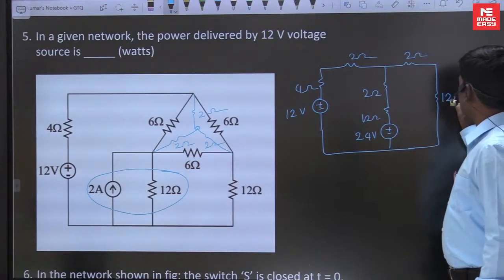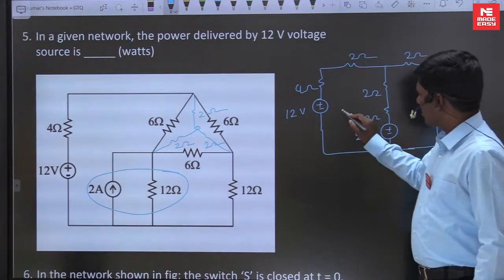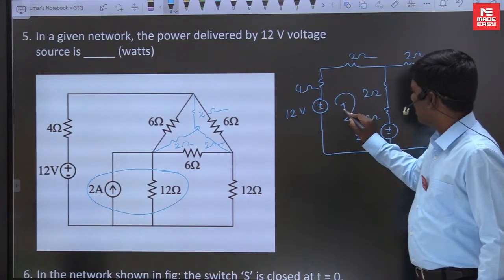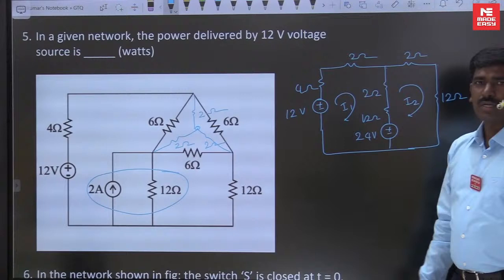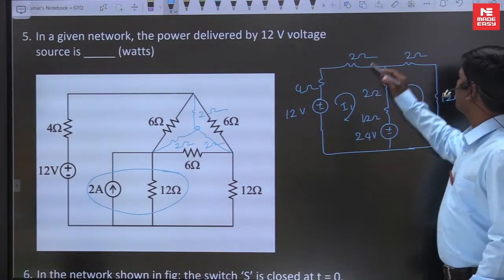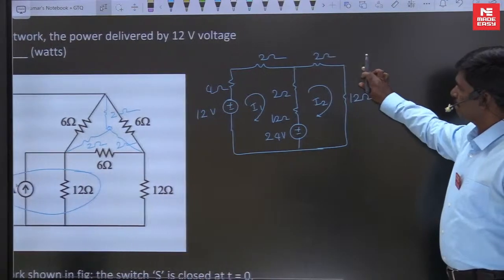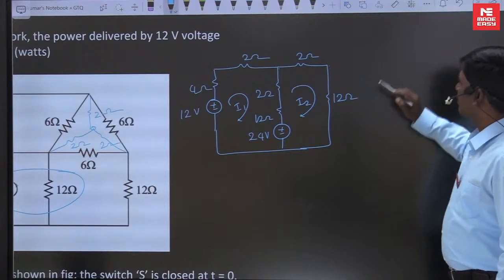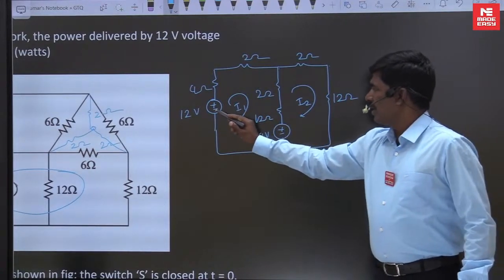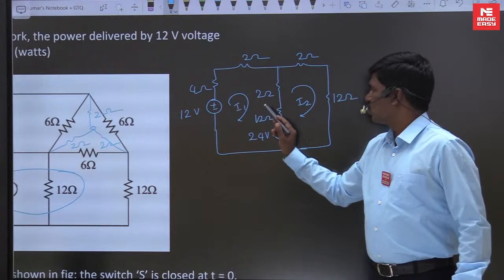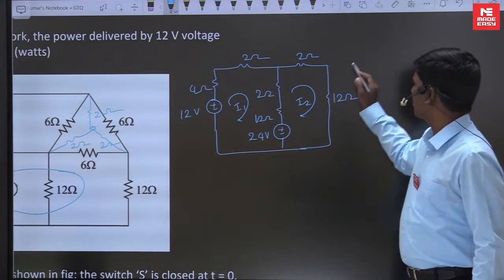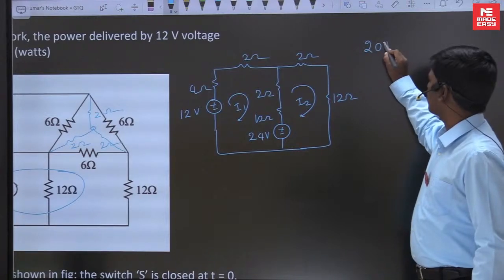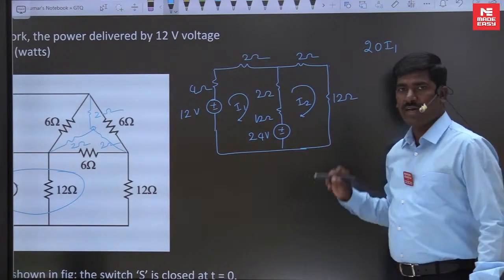Only 2 equations are required. This is I1 and I2. Directly use the inspection method. 12, 4 plus 2 plus 2 plus 12. How much is the value? 6 plus 2, 8. 8 plus 2 and 2, 20 I1. Inspection method, 20 I1. Both are clockwise.